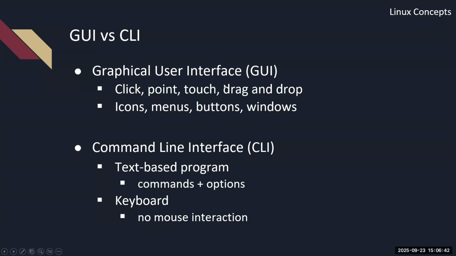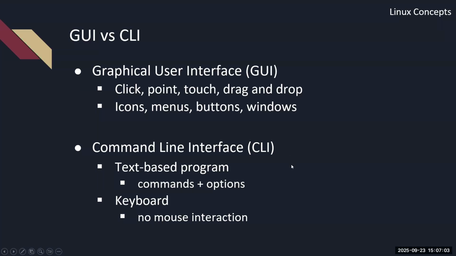And I believe that everybody uses it every day, right? We click and point and touch and drag and drop. And there are some icons, menus, buttons, and windows there, and we can click and we can point. This is one type, and most of the operating systems use a graphical interface.